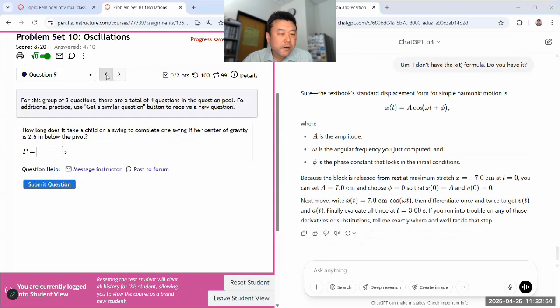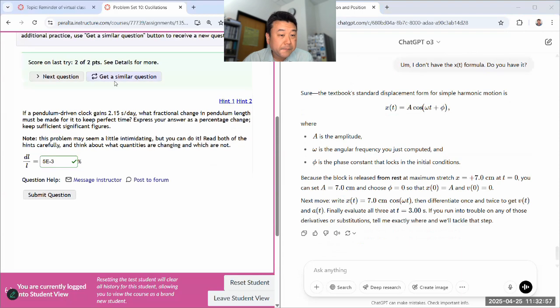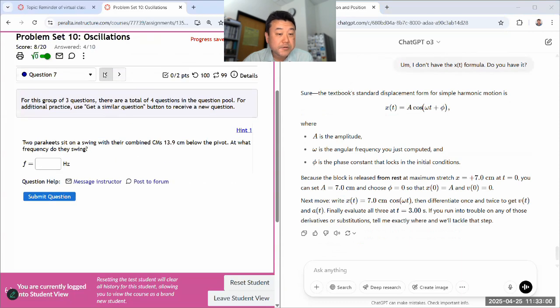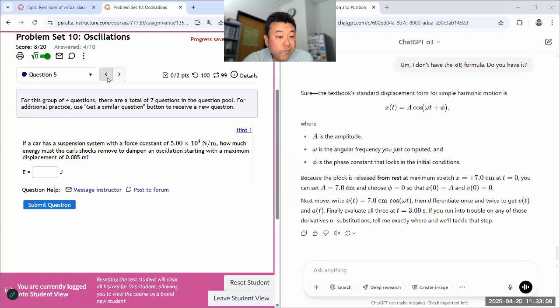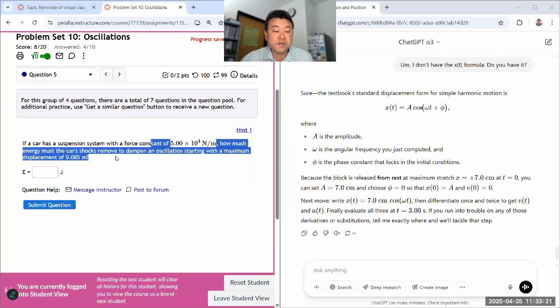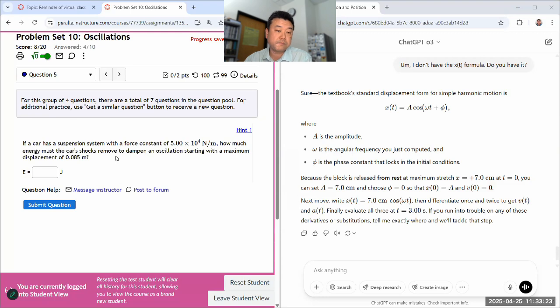Some questions will require you to use conservation of energy. But depending on your luck, you might not get that question at all. That's, I guess, if you are lucky. Maybe this one involves energy, but then it's easy because, given this information, you have the starting spring potential energy, and that's basically this. So I think that's probably enough for this set.